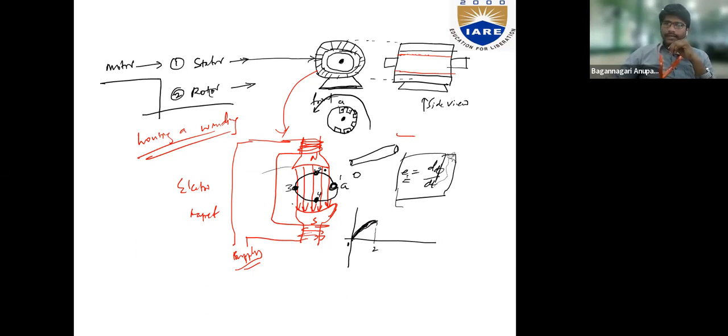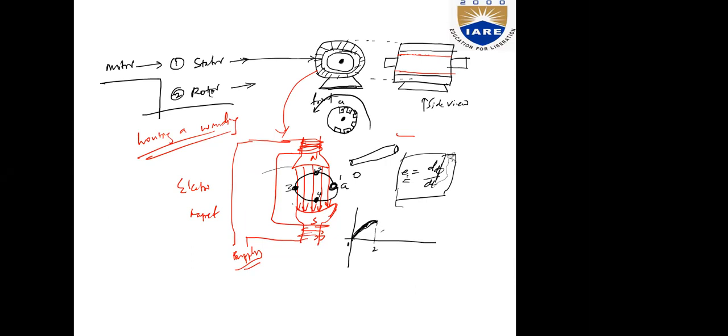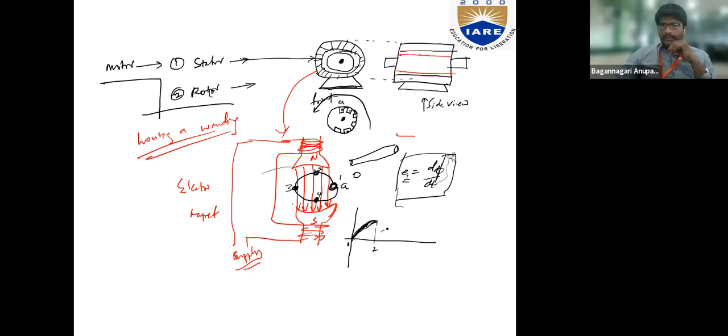What will happen if it moves from 2 to 3? Will the flux go on increasing or will it decrease? It will decrease, right? Why? Because we are moving away from the center of the pole towards the pole tips. So the flux here will definitely be less compared to the flux here. So the flux cut by the conductor will decrease to 0.